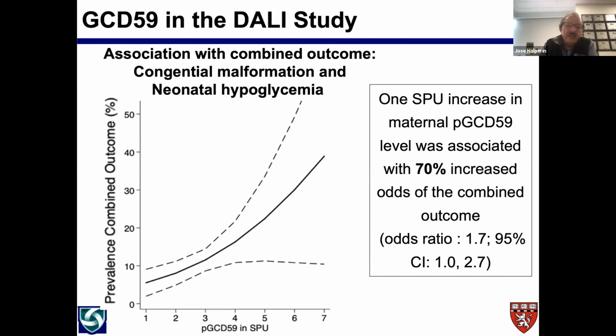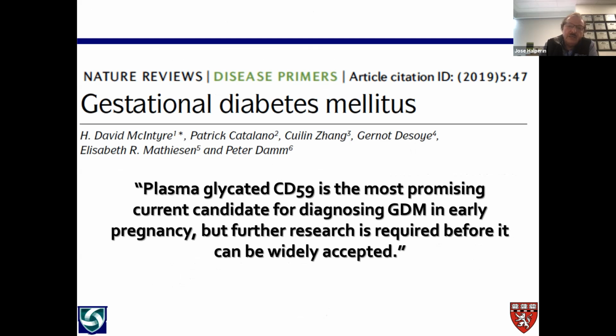Recently, the key opinion leaders around the world on gestational diabetes published in Nature Reviews an interesting comprehensive review of the subject, discussing early diagnosis and future biomarkers. They made this statement in the paper about the perspectives of plasma glycated CD59.